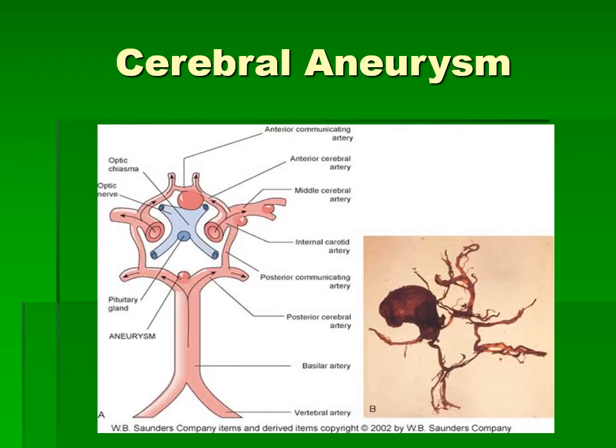And abdominal aortic aneurysms are also quite common. And those have to be watched. If a person has one, they have to monitor the pressure and make sure that they don't grow in size.